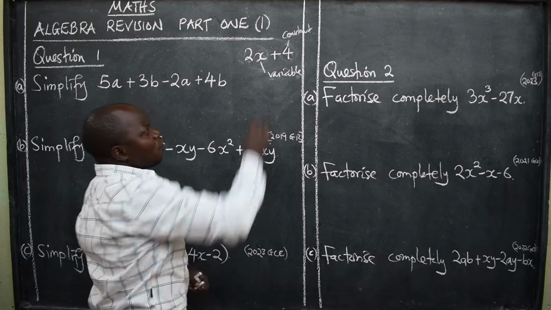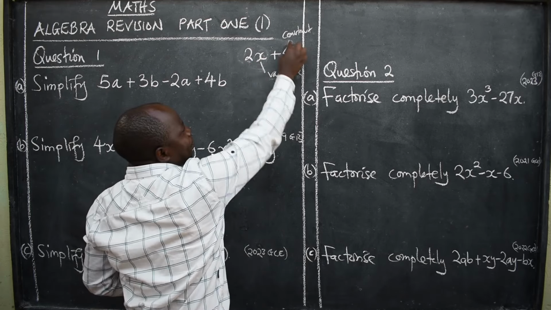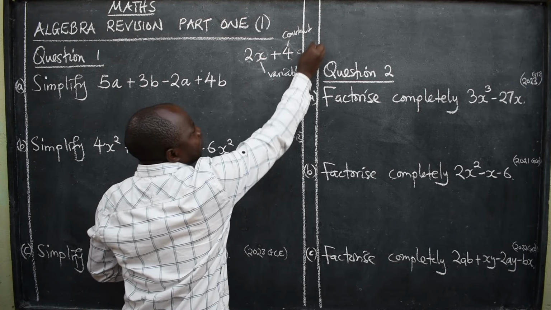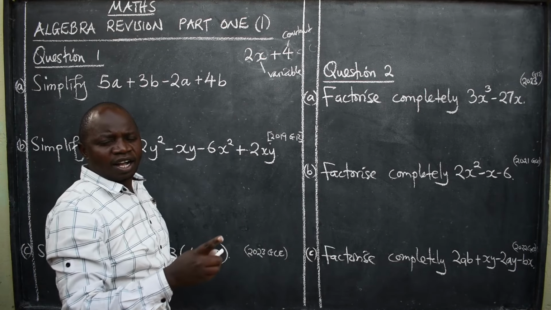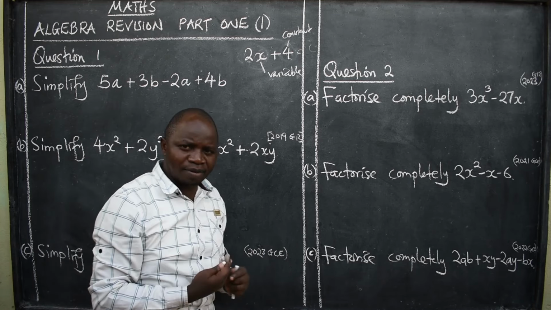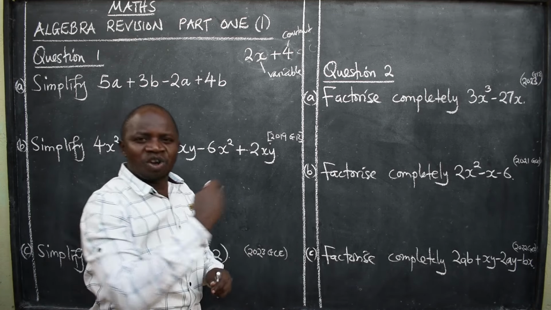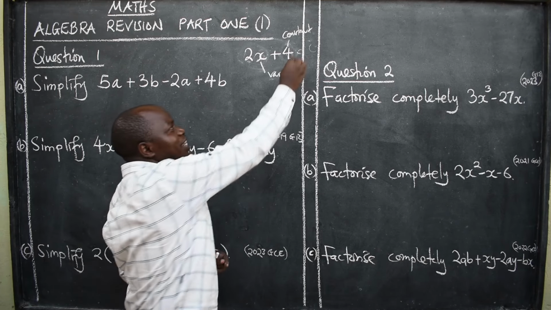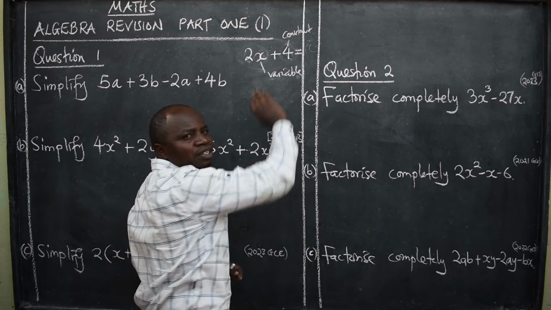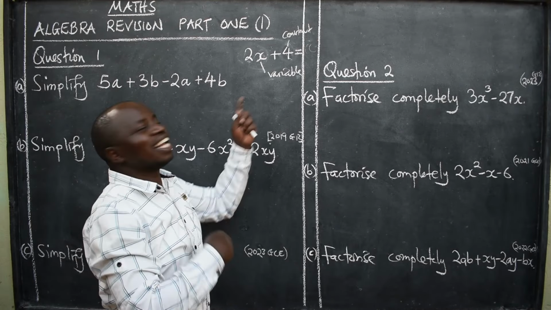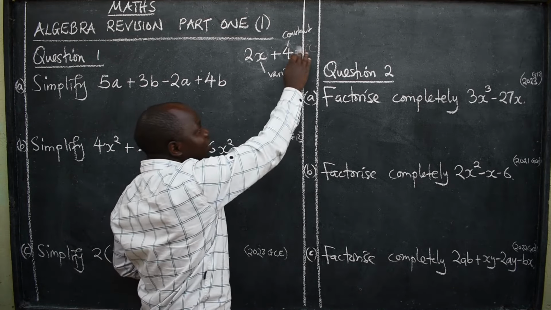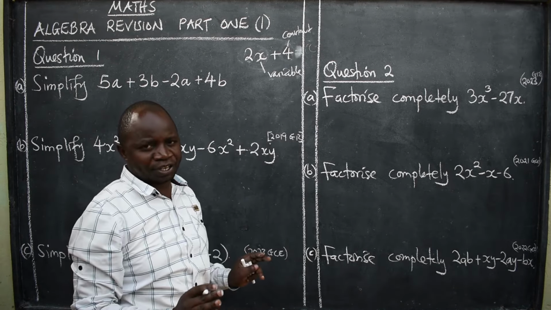Are we together? When we equate this expression to something, we say, okay, 2x plus 4 is equal to 0. It is no longer an expression. It has now changed the name to what? An equation. So immediately you introduce an equal sign, 0 or 2, you have now made an equation. Okay? That is an equation. But without an equal sign, it is an expression.